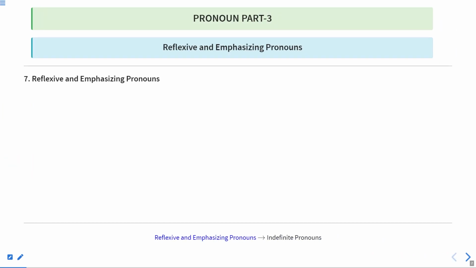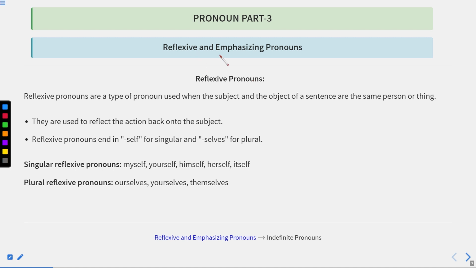So, first of all, we'll discuss reflexive and emphasizing pronoun. Okay. Now, this emphasizing pronouns, these we have already covered in the last session. However, we discussed reflexive pronoun as well in the last session, but in this session we are going to revise it with some additional points. Okay, so let's begin the session. So first of all, we'll discuss reflexive pronoun over here. So this is reflexive pronoun that we are going to discuss.